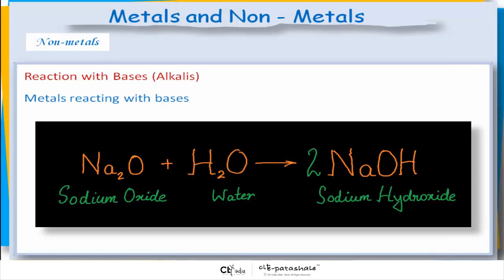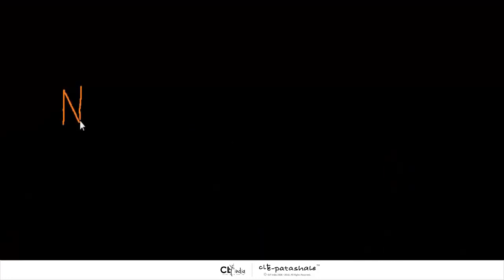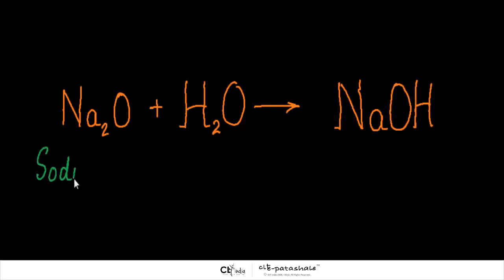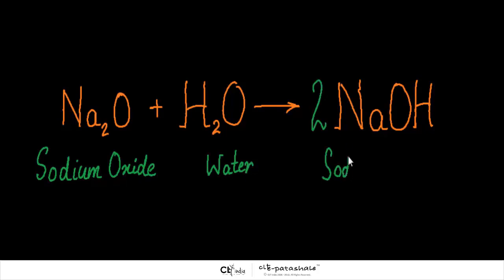Metals reacting with bases. So Na2O plus H2O gives rise to 2NaOH. That is sodium oxide plus water gives us sodium hydroxide. Na2O plus H2O gives NaOH, where Na2O is sodium oxide, H2O is water, and NaOH is sodium hydroxide.